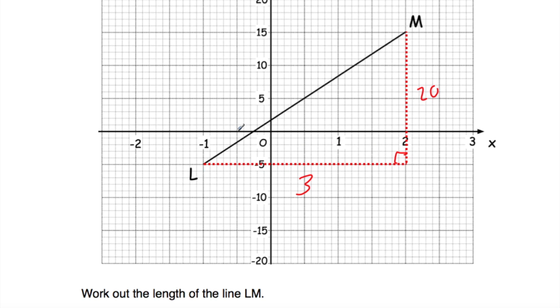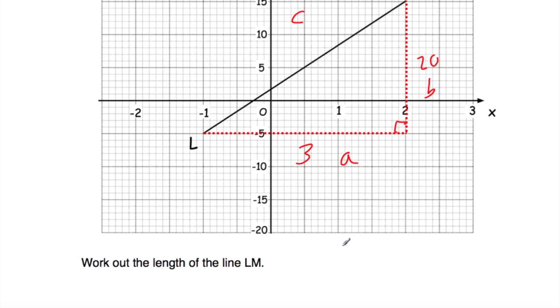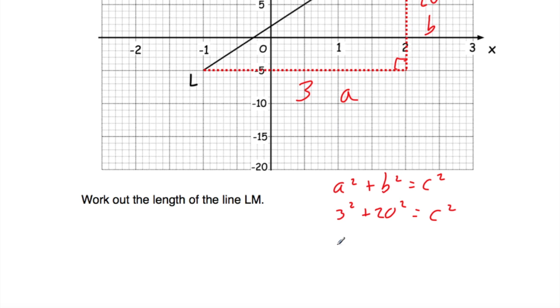So we're going to use Pythagoras' theorem. Let's label the sides. A, that's the shortest one because it's 3 units. B, the middle one, and C, the longest. Now you could actually label A and B the other way around. It doesn't really matter. Pythagoras' theorem is A squared plus B squared equals C squared. So A squared, that's 3 squared, plus 20 squared, because B is 20, equals C squared. And then if we work this out, 3 squared is 9, plus 20 squared is 400, equals C squared.